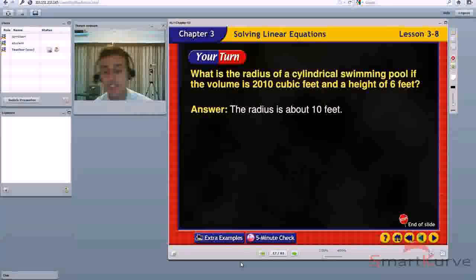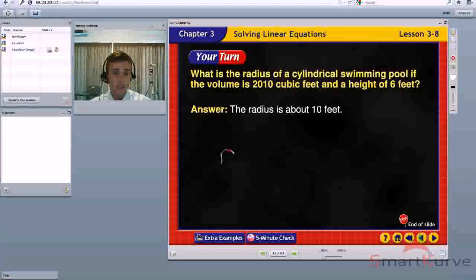What is the radius of a cylindrical swimming pool if the volume is 2,010 cubic feet and the height is 6? Well, we know from the last one, you want to know radius. Radius equals the square root of volume over pi times h. So we know that the volume V is 2,010. We know that pi is 3.14, and the height is 6. And we know it's going to be square rooted.